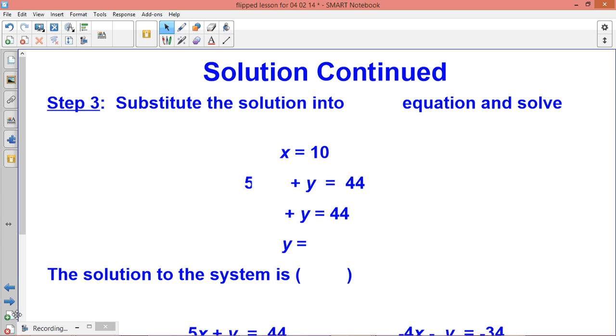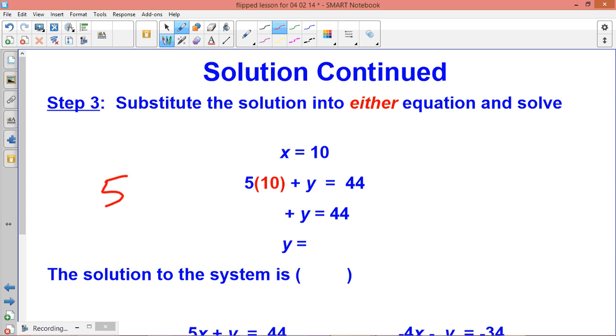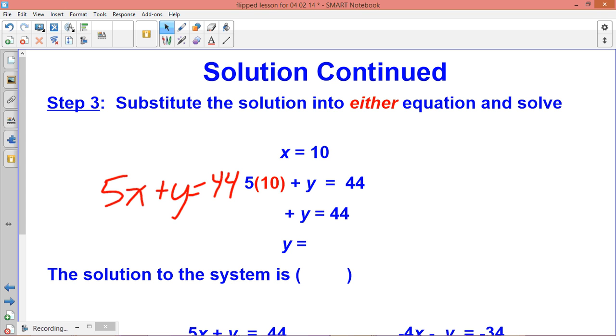I have just found out that x is 10. Now I'm going to substitute the solution into either equation and solve. So I started with x equals 10. The equation we're plugging into was 5x plus y equals 44. I forgot to write that. So we're going to do 5 times 10 plus y equals 44, which means 50 plus y equals 44, which means subtract 50 from both sides, and y is going to be negative 6. And so the solution to my system is 10 comma negative 6.